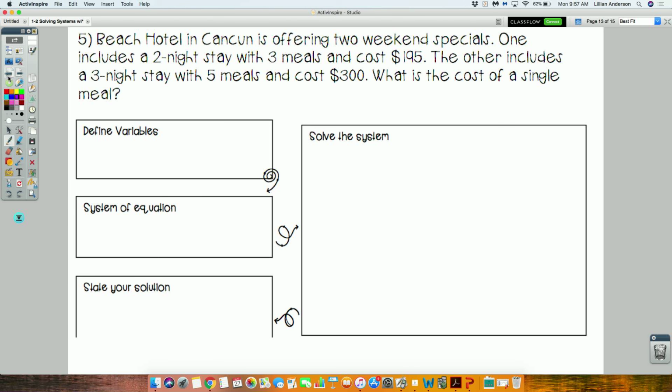Let's go to number 5. We're going to skip number 4. We're going to make that your pie tomorrow. I don't know, or not tomorrow, Wednesday. Let's look at number 5.